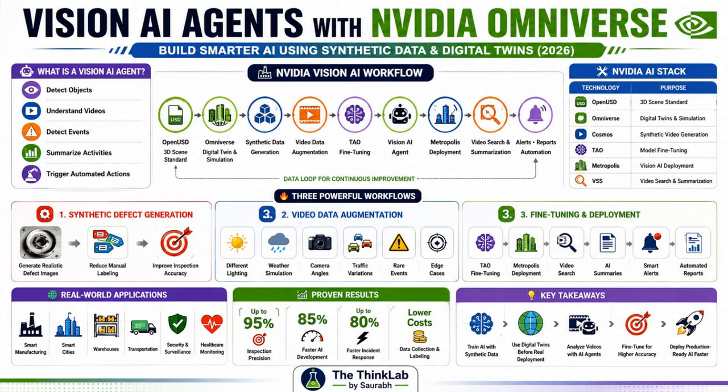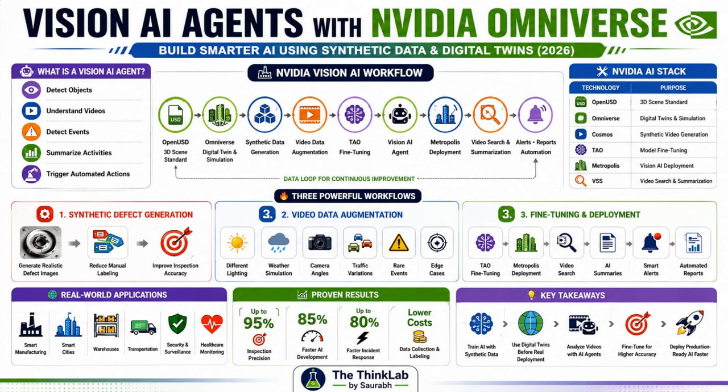For example, a factory can customize an object detection model specific to its own machines. A hospital can fine-tune medical imaging. A warehouse can train the AI to recognize packages. So every organization can adapt AI to its own environment.